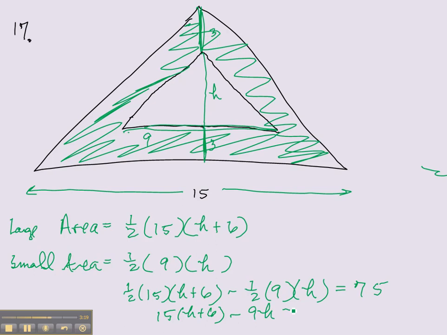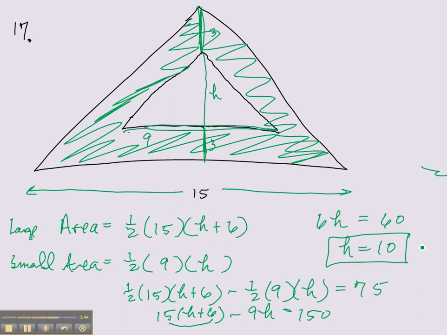So after I distribute, we're going to have 15h minus 9h, which is 6h. 15 times 6 is 90. So I want to subtract 90 from both sides. That is what? 60. So h is 10, the altitude of the small triangle. Number 17 done.